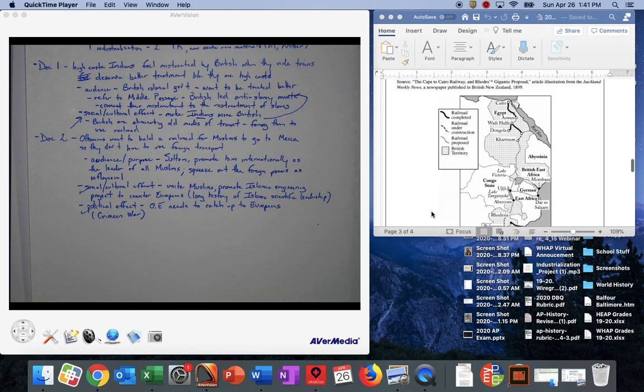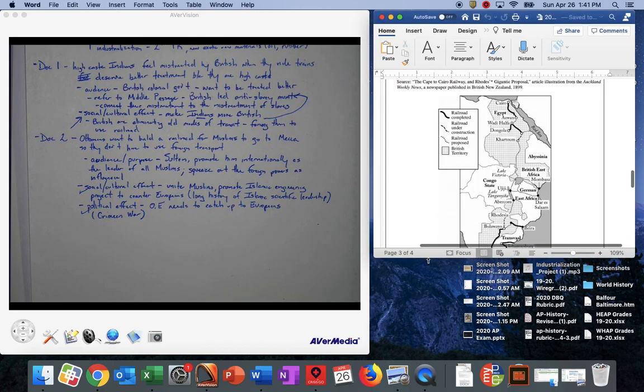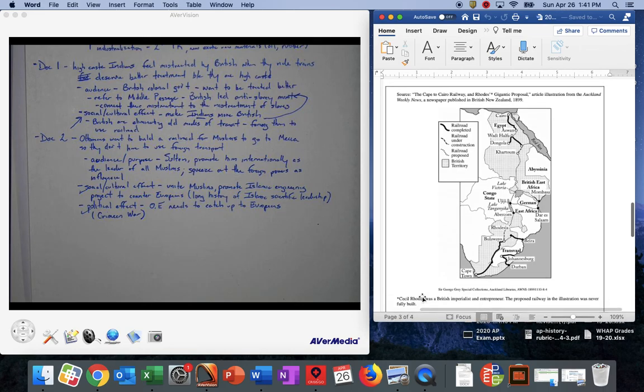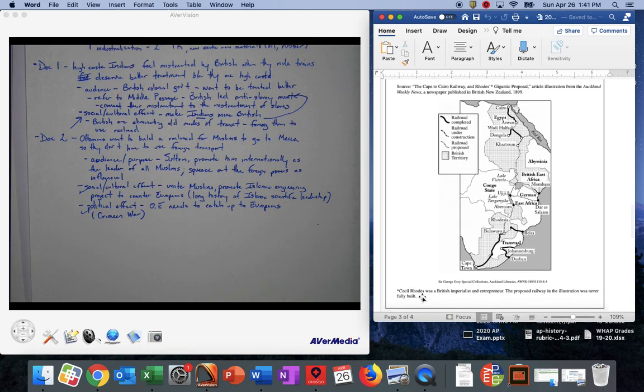Document 3 is a big map, and I'm actually going to make the screen a little bit bigger over here so you can see the whole thing. So document 3 is a map. It is called the Cape to Cairo Railway. So this is a proposed railway line that goes from Cape Town in South Africa all the way up to Cairo in Egypt. This is a line that the British are proposing to build.